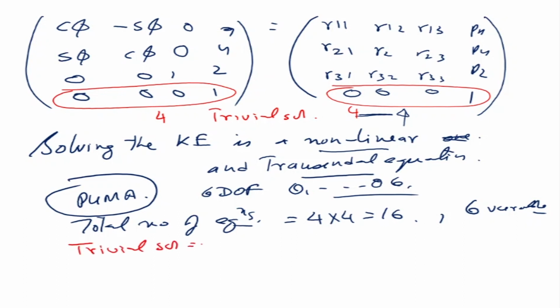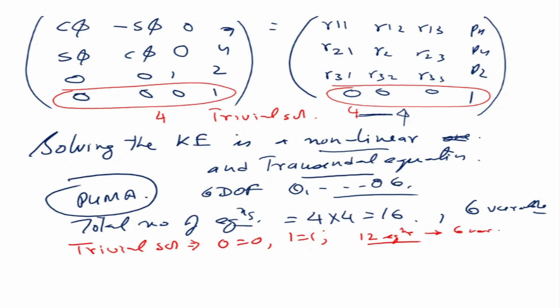Trivial solution means 0 is equal to 0, for example. It doesn't mean anything. 1 is equal to 1. You can't solve anything from there. Okay, now so these are useless for us. So it doesn't mean that there are 16 equations. Actually there are 12 equations. Now in these 12 equations and 6 variables, it may still be difficult to solve.